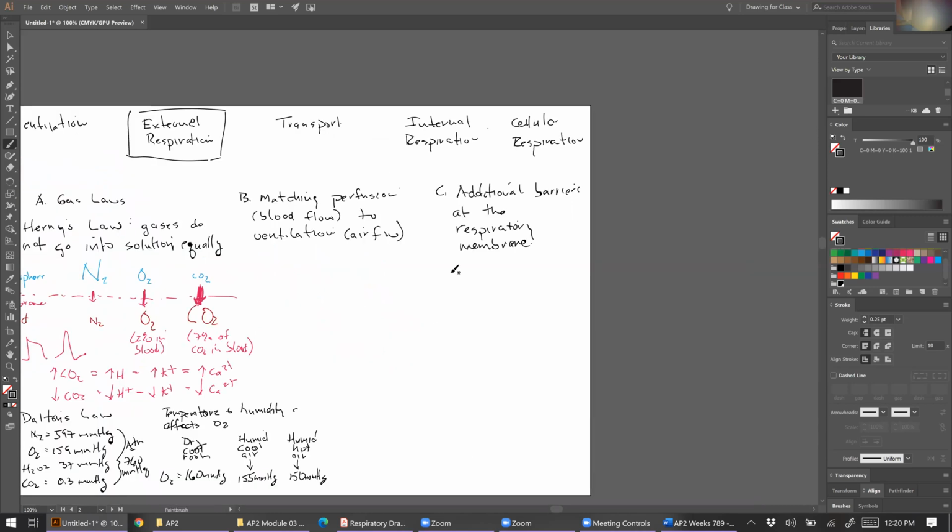Two more things to go. Running out of space a little. So what we're going to draw here is an alveolus. And then I guess I'll use red for blood, capillary. So you're going to have a capillary going along here. That says capillary.